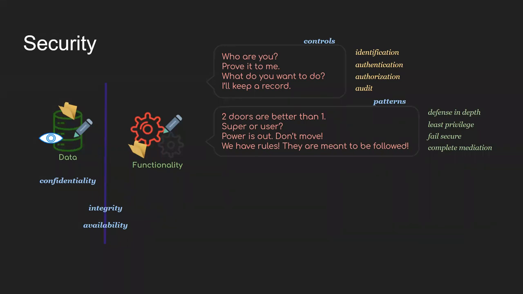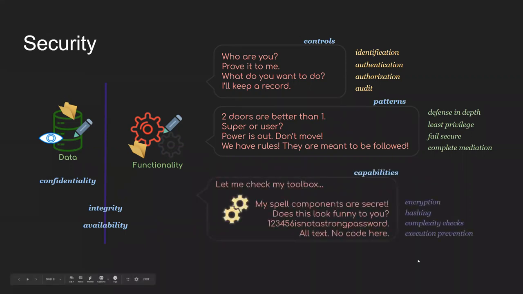Fail secure is a critical aspect of threat modeling or of system design in general, and something that we look for during threat modeling. And complete mediation: do we perform the security checks at the right time and consistently throughout the system? And then lastly, and this is not a complete list, but these are examples of things that a system needs to have in order to ensure security.